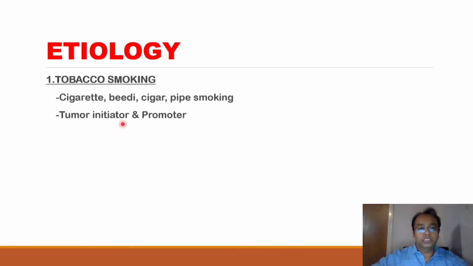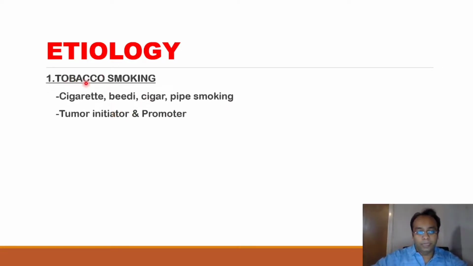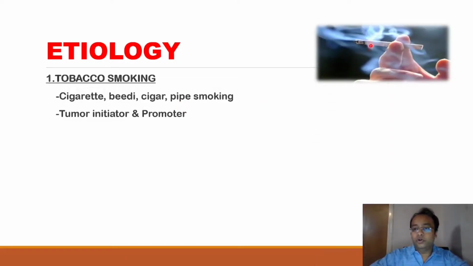So the first etiological factor is tobacco smoking in the form of cigarette, bidi, cigar or pipe smoking. Sometimes reverse smoking is also practiced in some areas. So tobacco smoking is the most important etiological factor for the development of SCC. It is a tumor initiator as well as promoter.